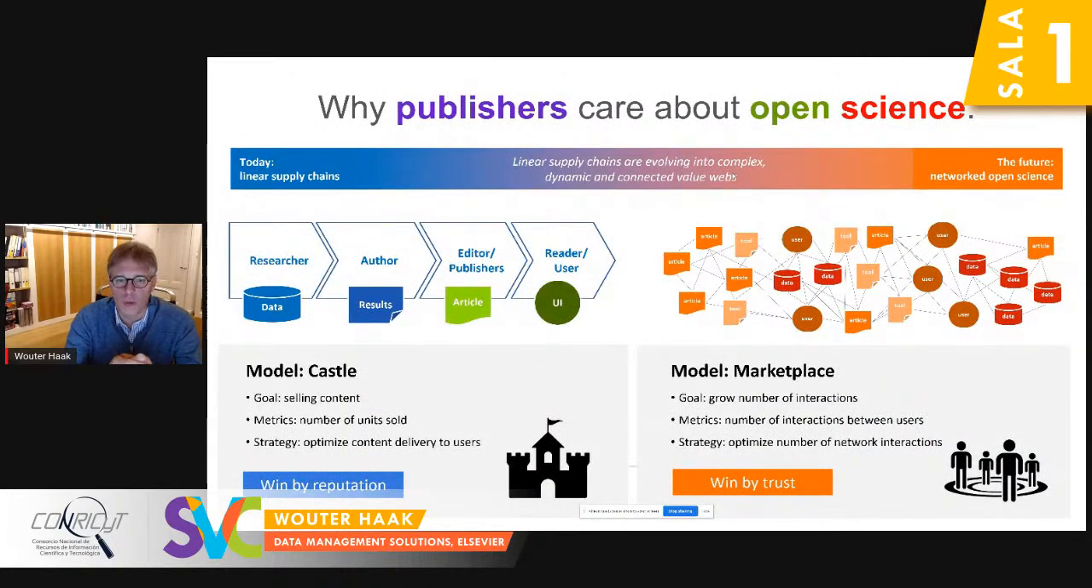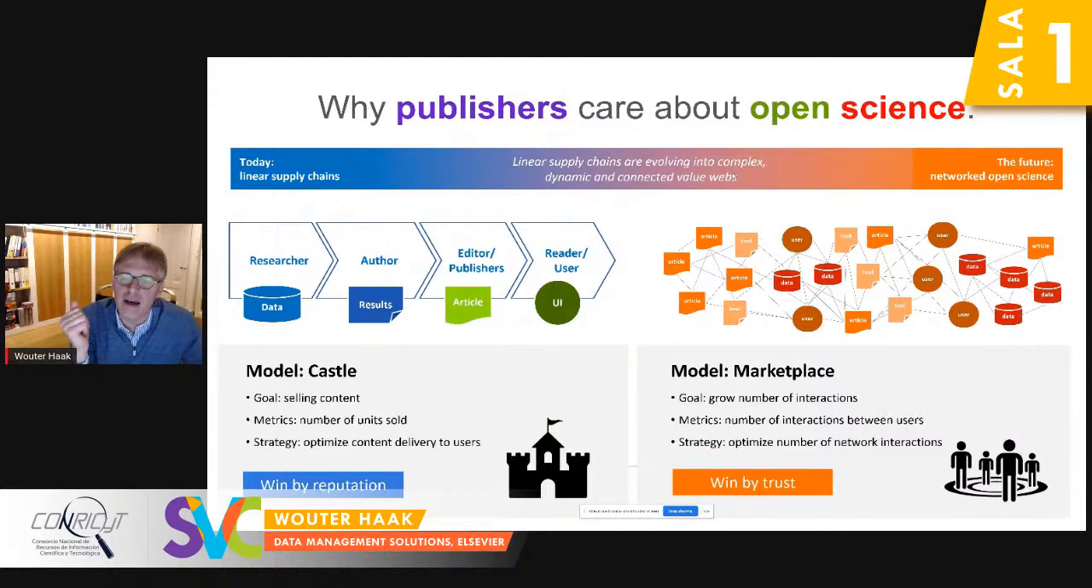This is where I'd like to end, because I think now you understand better why we as publishers care about open science and why we care about data sharing. If you think about the traditional model of publishing articles, it's a linear model where the researcher collects data, the author collects the results, then as a publisher, you publish the article, and as a reader, you read it. But it's a linear model. The reader can't really engage with the data.